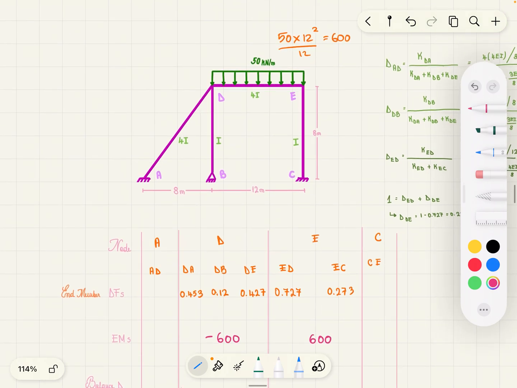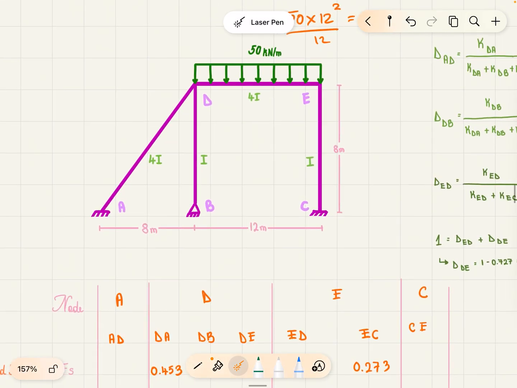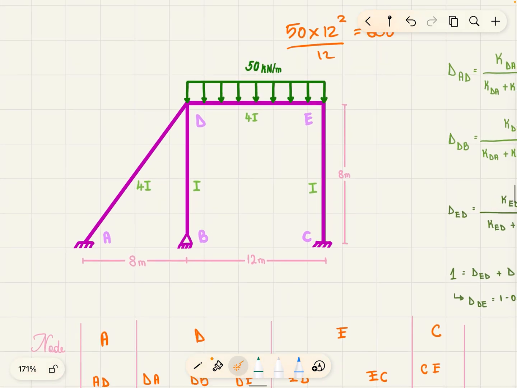Okay, but also we need to look at the deflected shape of the beam DE. And the deflected shape is going to look something like this. So we have a rotation theta at D and rotation theta at E.